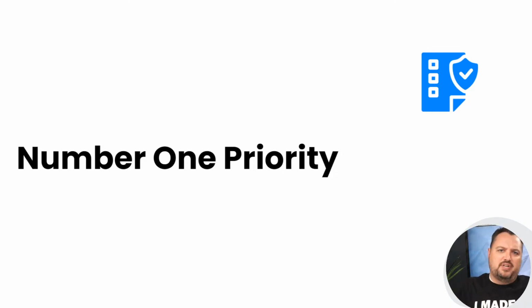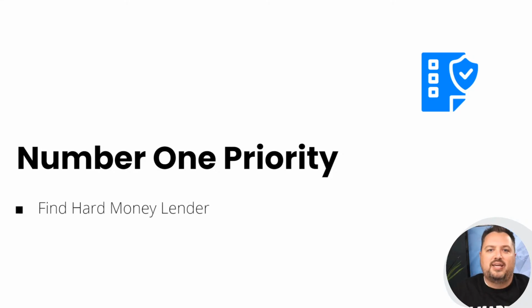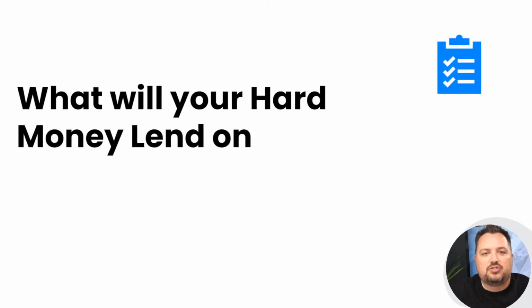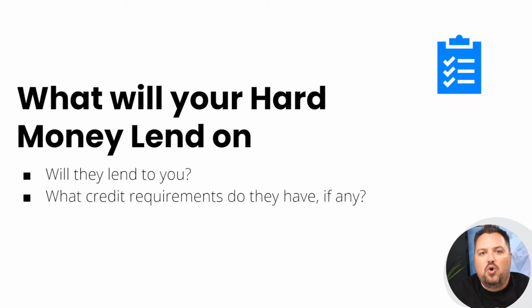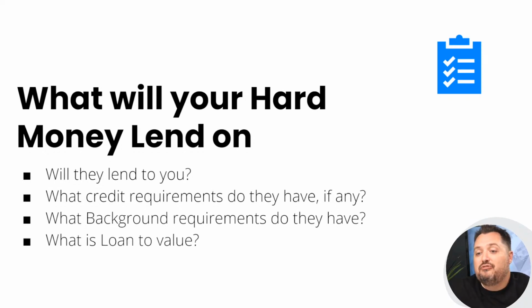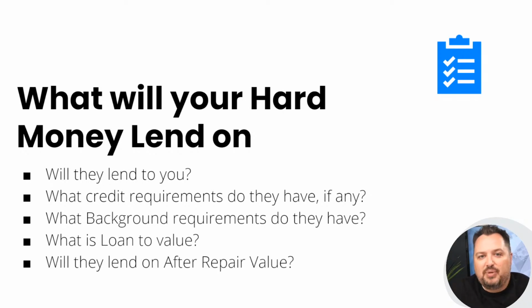But with all of this, the number one priority is you've got to find a hard money lender. Too many people find a property to flip and nobody wants to fund it. And that's the worst thing you could possibly do, find a deal and then nobody ends up wanting to fund your deal. So what will your hard money lender lend on? What credit requirements do they have, if any? What background requirements do they have? What loan to value requirements may they have? These are all things that you need to know from your hard money lender.